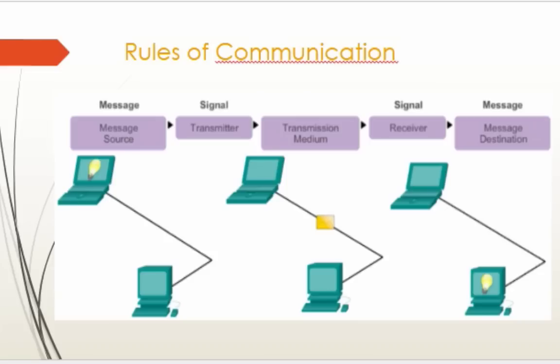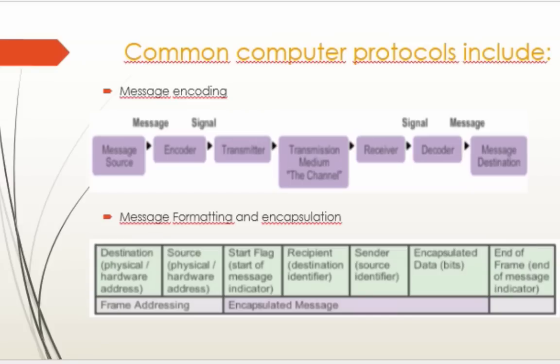All communication methods have three elements in common. First, the message source or sender. Second, the destination or receiver of the message. And third, the channel, a transmission medium of the message. Rules or protocols must be followed in order for the message to be successfully delivered and understood.